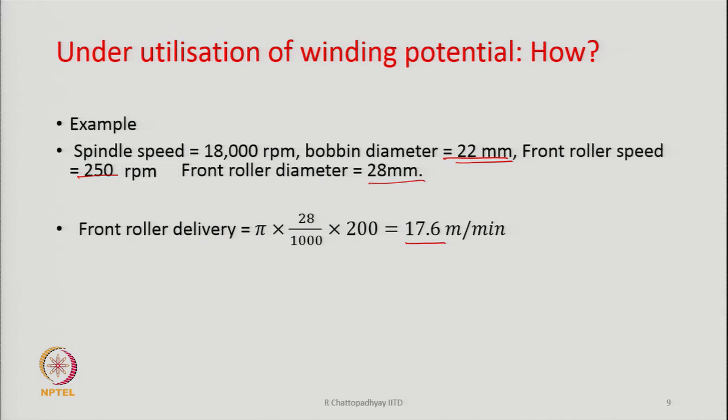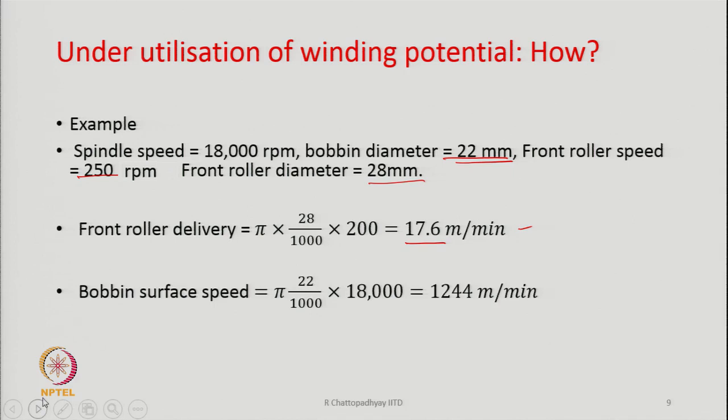We know the bobbin, we know the front roller speed, and we know the diameter of the front roller. So, we can find it out. This is the typical delivery rate from the front roller of a ring spinning machine. It may vary between 15 to 20 meters per minute, depending upon the yarn count and the kind of twist we are keeping in the yarn.